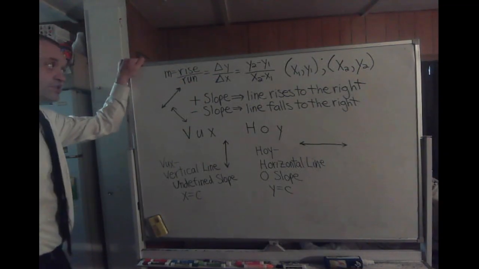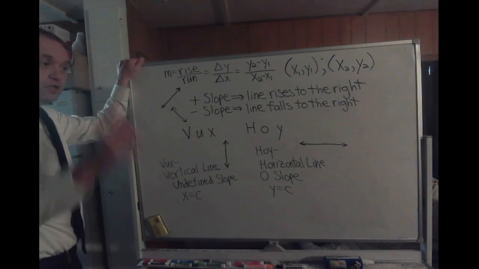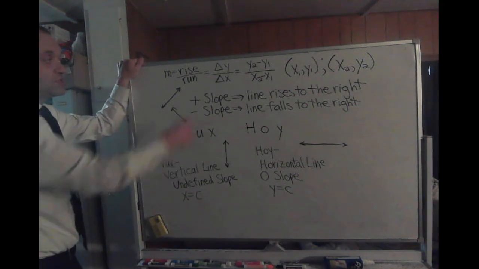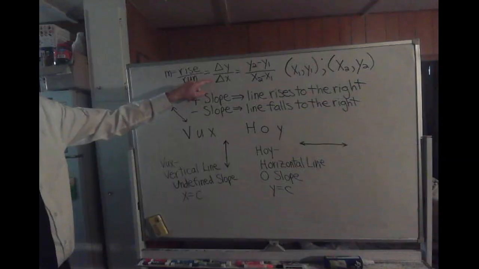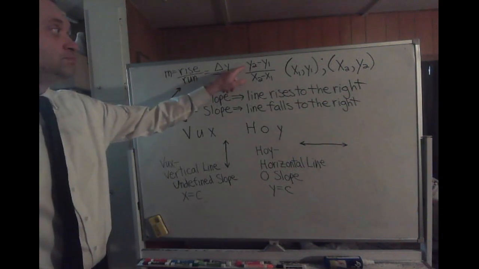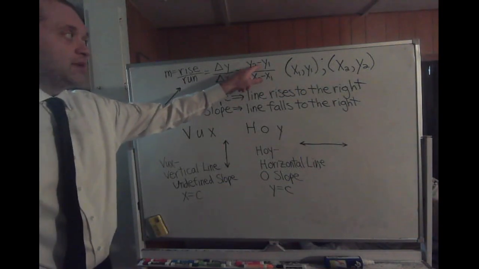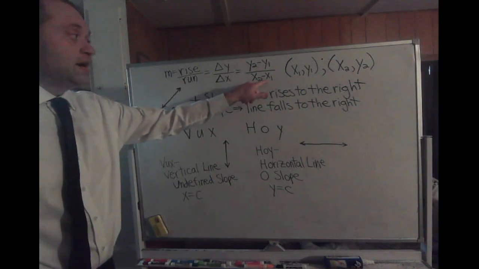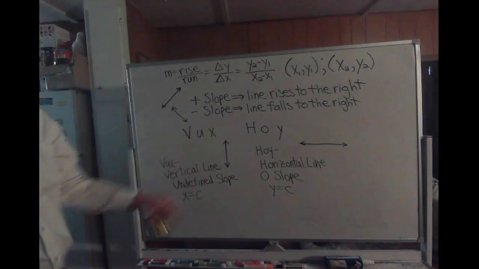And if you think about it, if you're changing y, you're either rising or falling. If you're changing x, you're either running to the left or to the right. So the slope is delta y over delta x, which, to get the real formula, is the difference of your 2 y coordinates, your second y coordinate minus your first y coordinate, divided by your second x coordinate minus your first x coordinate. That's the formula to find the slope of a line.